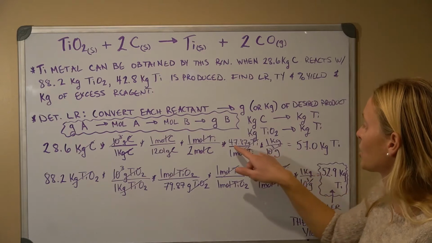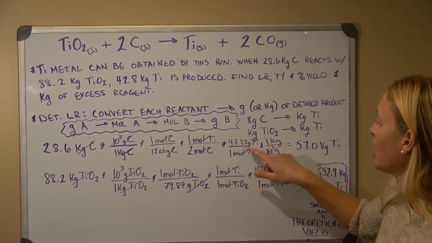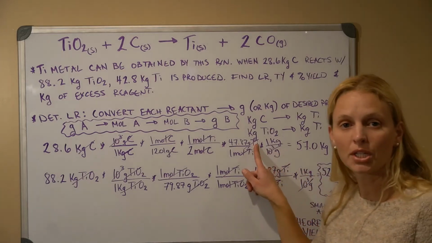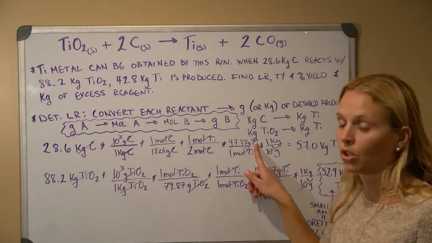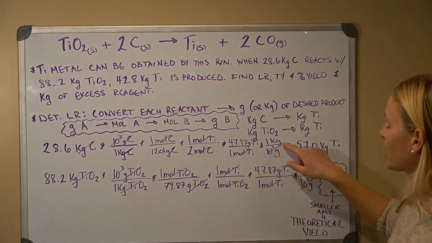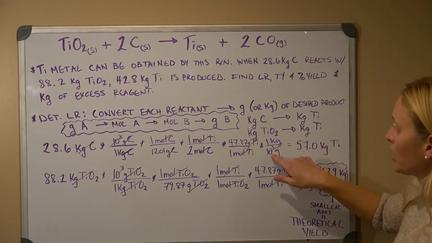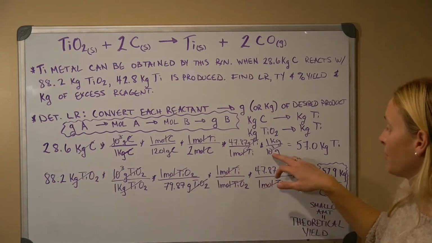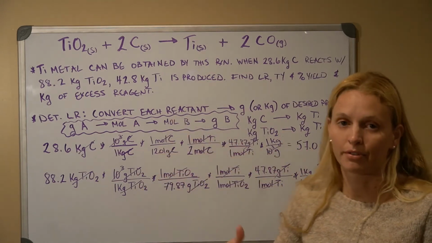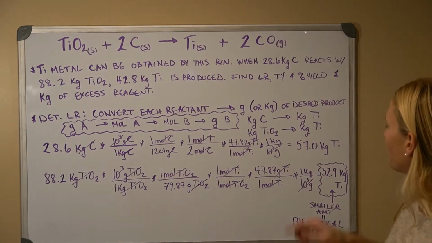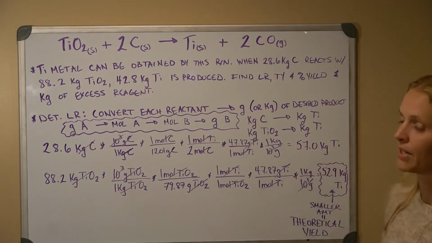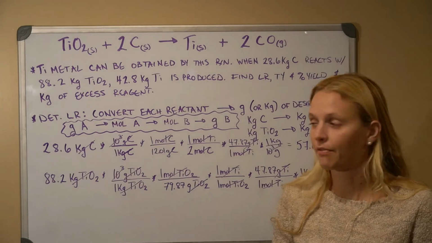titanium, which is 47.87 grams. My moles cancel, and I'm now in grams of titanium. You could leave it like that, but it's a really large number, so we can convert it back to kilograms. I multiplied by 1,000 earlier and now I'm dividing by 1,000, so that cancels out. What I end up with is 57.0 kilograms of titanium, rounded to 3 sig figs.